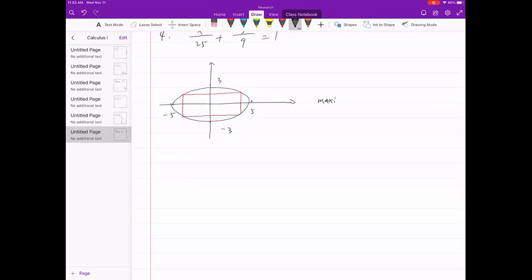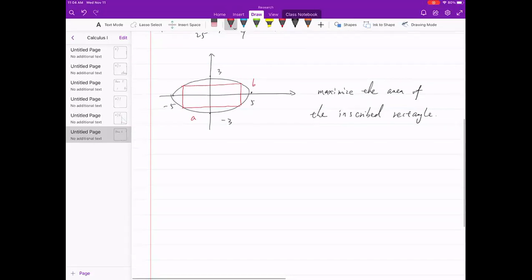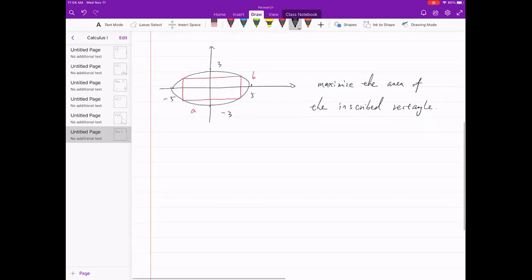Okay, good. With that in mind, maximize the area of the inscribed rectangle. Well, you can see what's changing is the rectangle size. So you can name this one to be X, this one to be Y. Not X, Y, that's A and B. Okay, A for the width and B for the length. What you notice is number 1, area equals A times B.